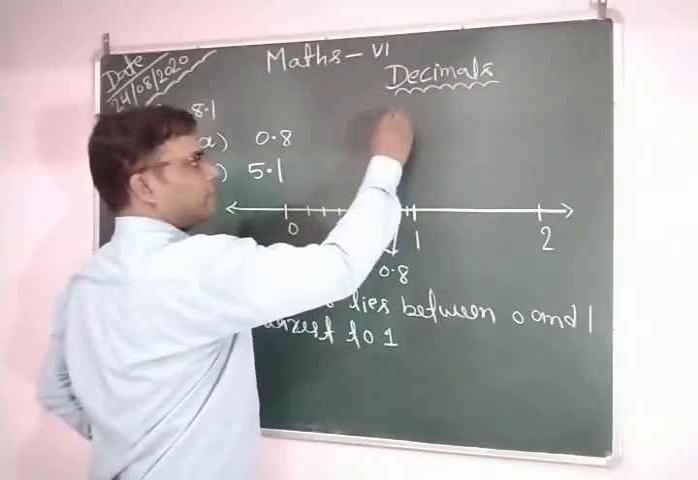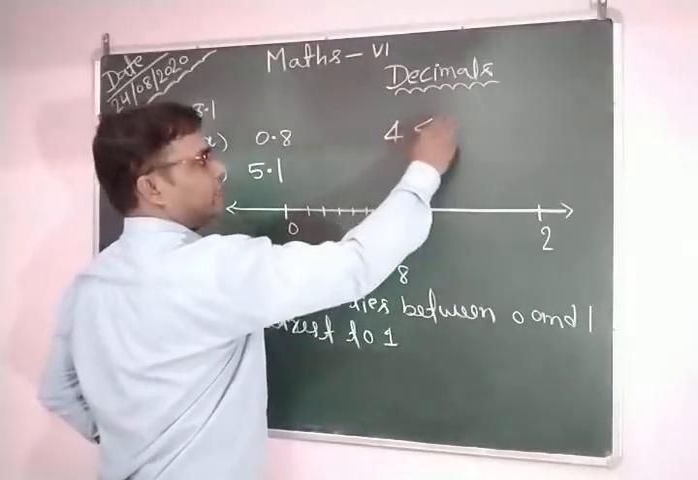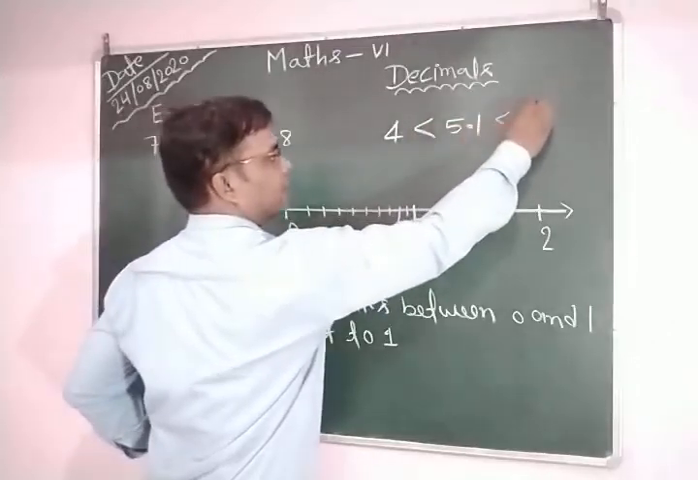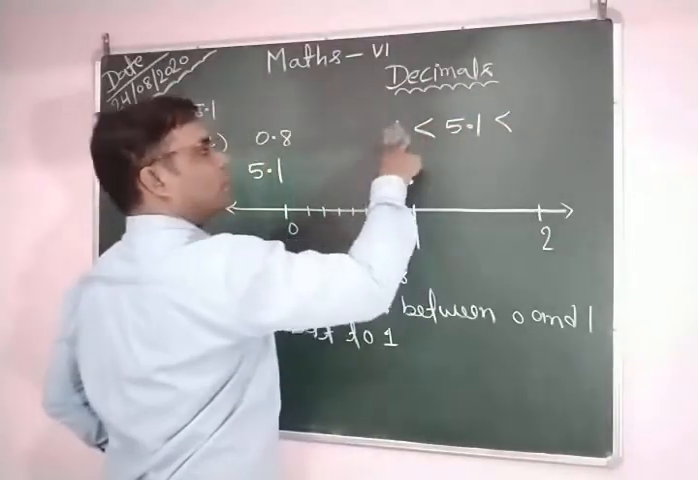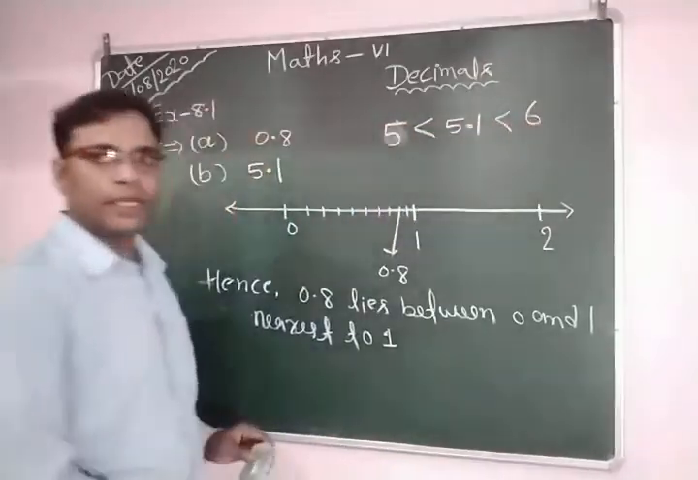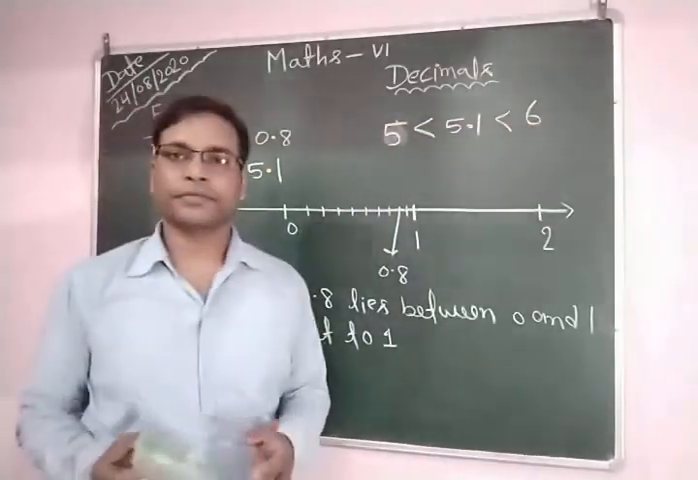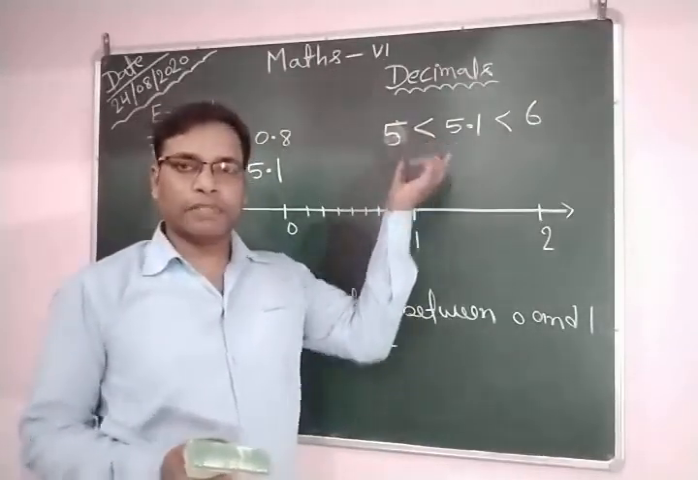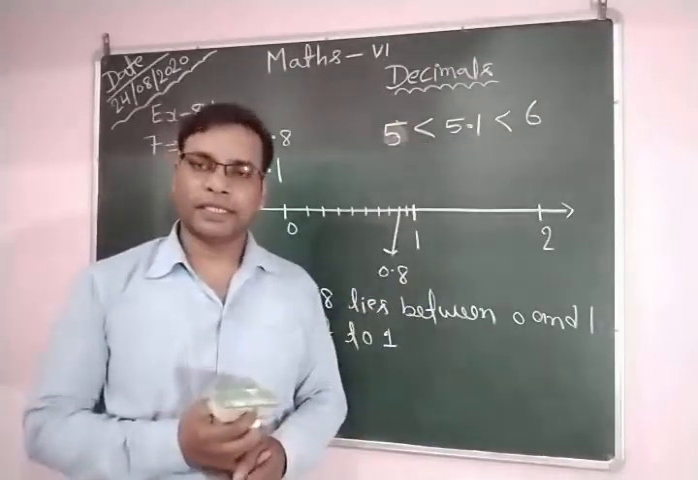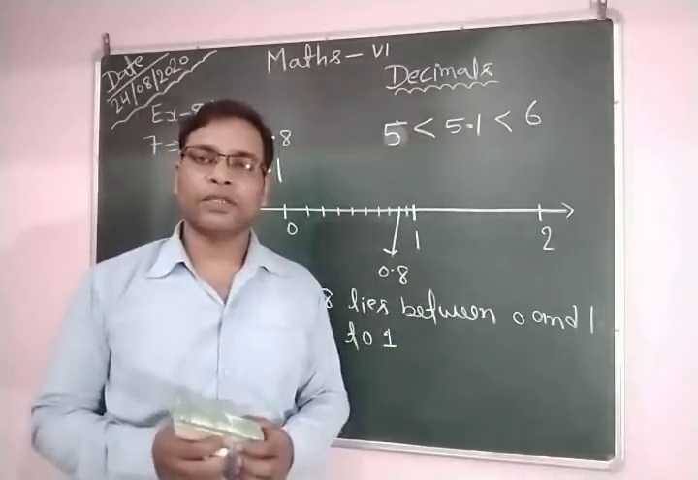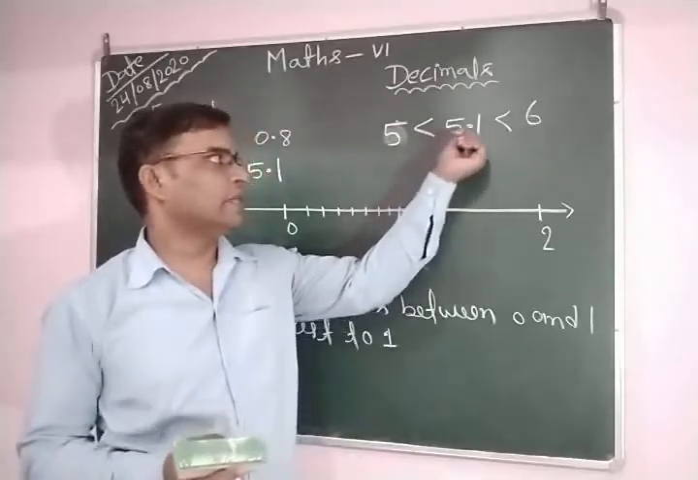You can see here 5.1 is greater than 4 and less than 5.1 is greater than 5 and less than 6. Okay, so you can say 5.1 lies between 5 and 6, and the nearest whole number is 5, because this is 5.1.